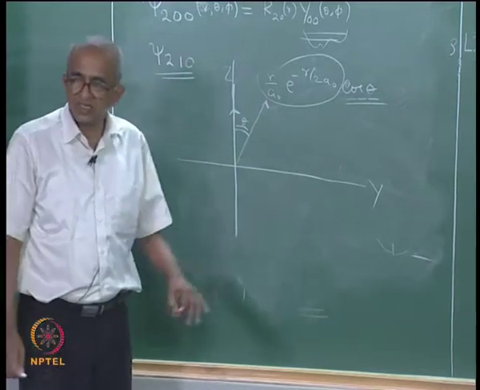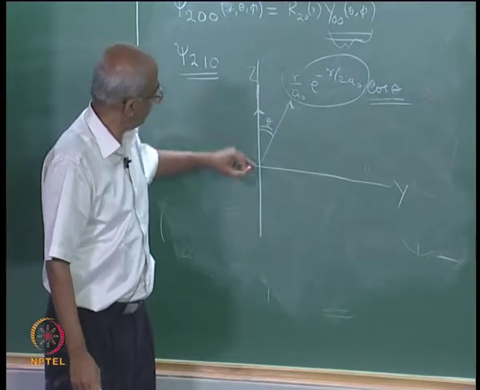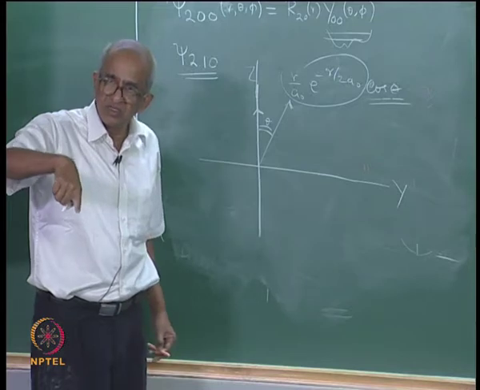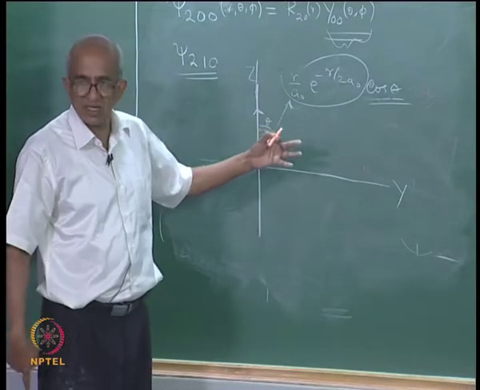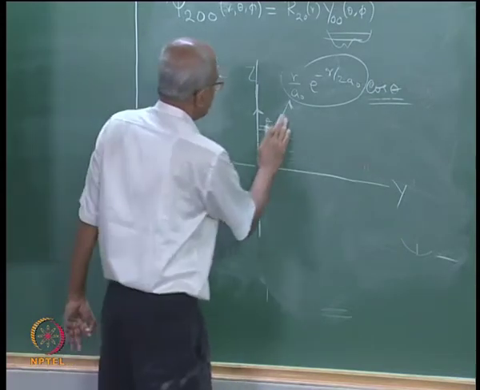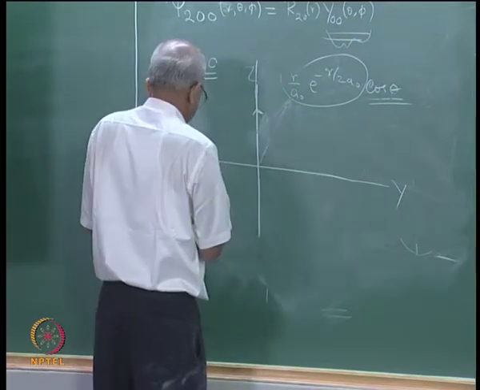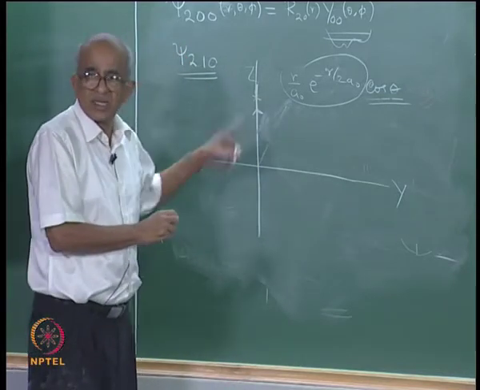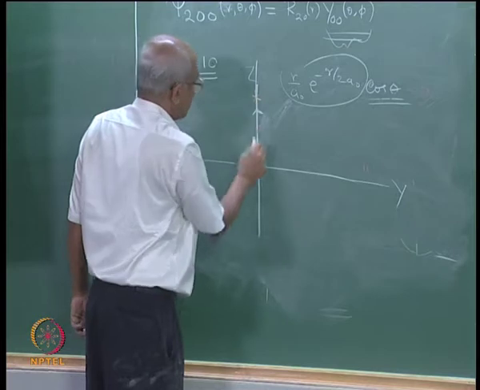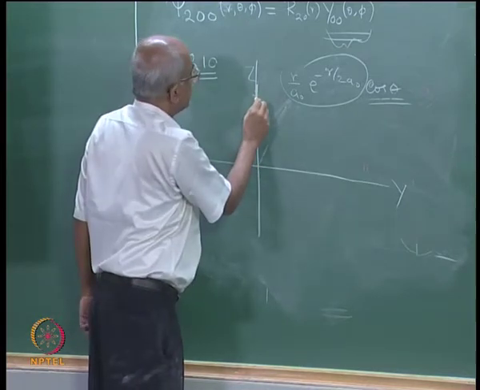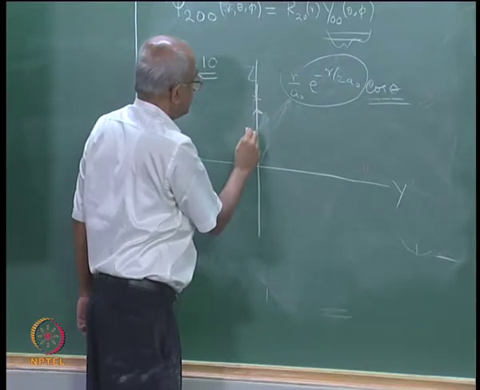So, if I am thinking of a direction which is along the z direction, then the value of theta will be 0 degrees, and cos theta when theta is equal to 0 is 1. So, therefore, I will have to put a point somewhere here such that its distance from the origin, not the nucleus, but from the origin, is equal to 1 unit. This distance will be equal to 1 unit.